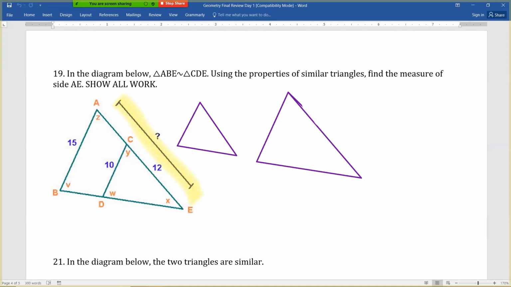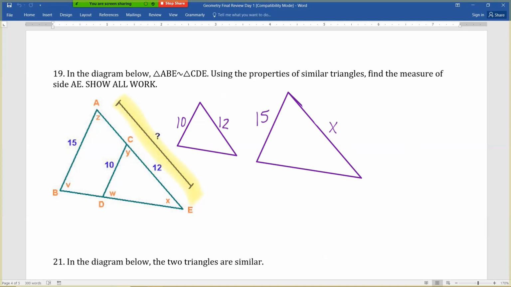So I'm going to separate these two triangles. I'm going to do the little one here. So the little one we know has this side 10, this side 12. We don't know anything about the bottom. For the big triangle, we know that the left side's 15. The right side over here is what we're trying to figure out. So we're going to create a proportion using these four numbers.